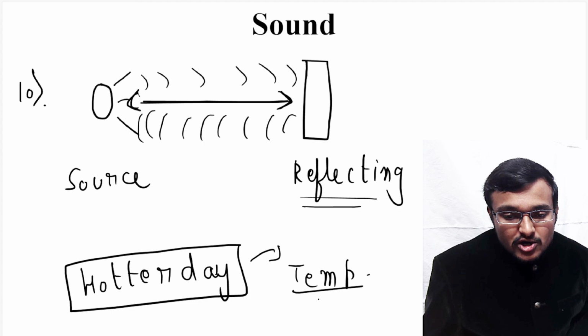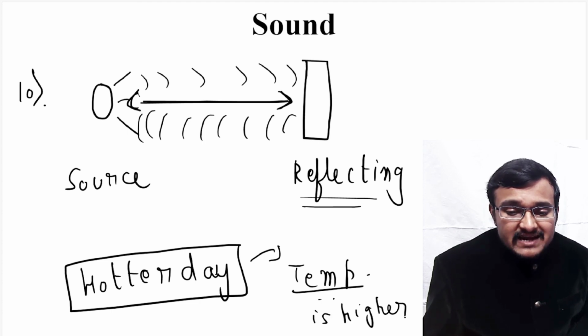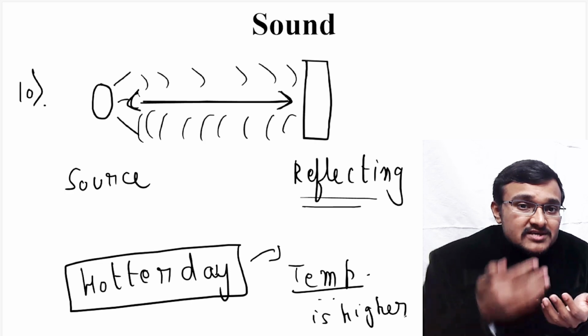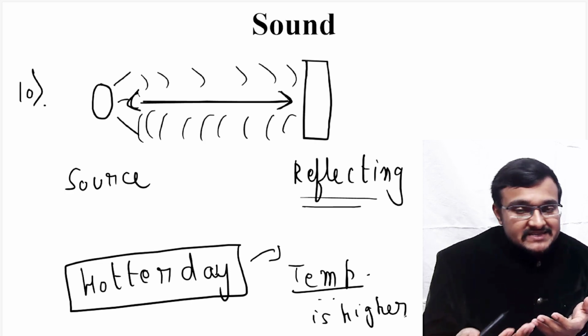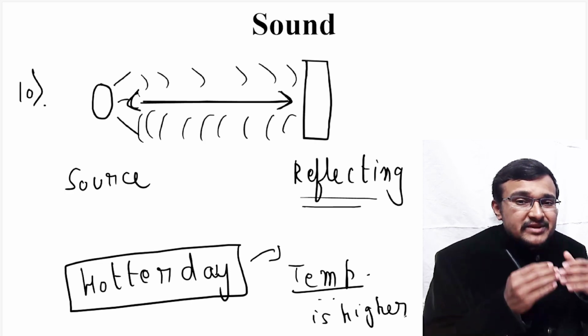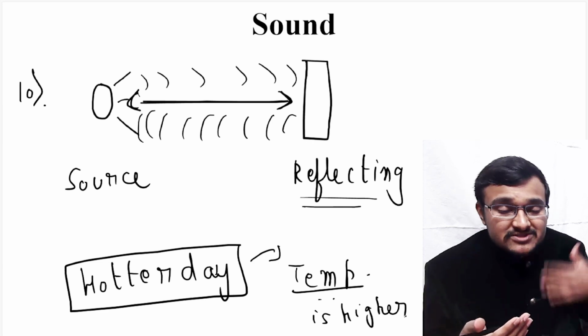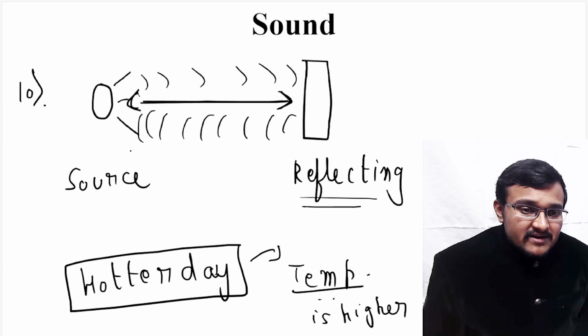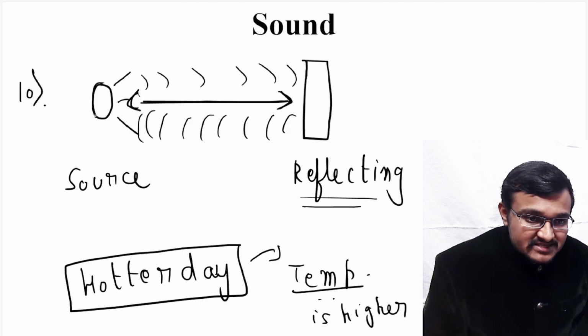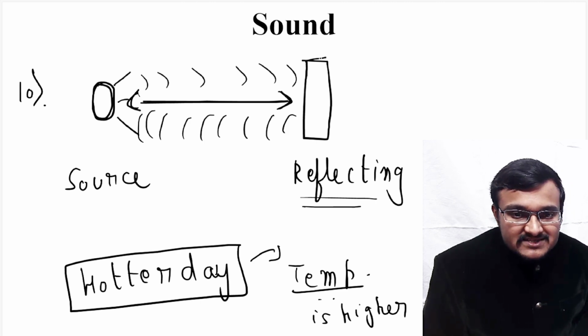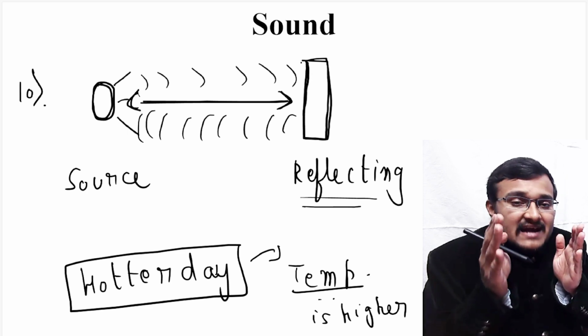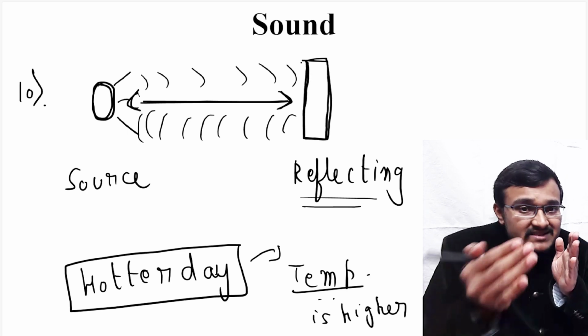So on a hotter day, the temperature is higher. You all know that when temperature is more, sound travels much faster, because the speed of sound depends on the temperature. So if temperature is more, the speed of the sound wave is also more. Now on a particular day, this setup was adjusted where the source of sound and the reflecting surface are kept at exactly that distance where the echo can be heard.